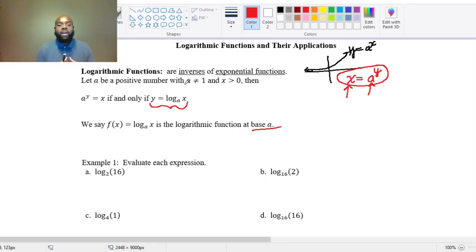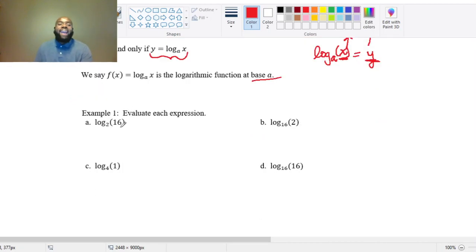A logarithmic function is the inverse of your exponential function, and it has an input. For your logarithmic function, your input is in the place of this x here, and the output is your y. So that we can get used to this relationship and to taking these logarithms, we're going to look at a few examples.